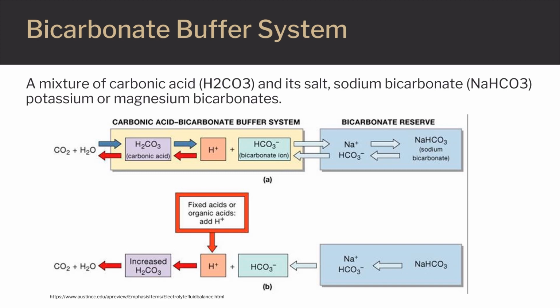Failure of this system to function properly results in acid-base imbalance, such as acidemia, which means a pH lower than 7.35, or alkalemia, which means the pH is higher than 7.45 in the blood.